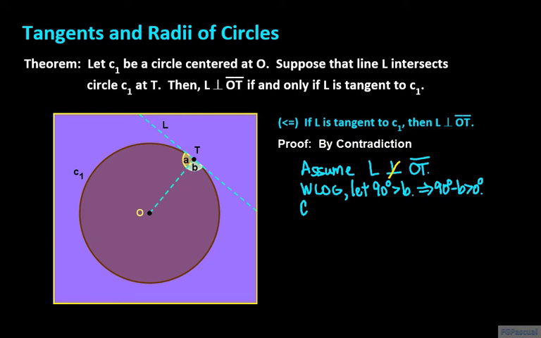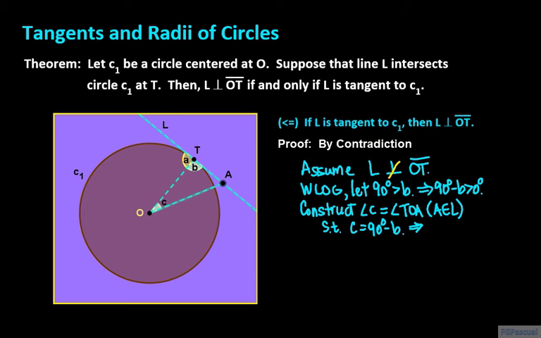We should be able to construct such an angle whose measure is 90 degrees minus B, and which we call angle C. We construct this angle with vertex O, with side OT, and on the same side of OT as angle B. Let the other side of angle C intersect L at the point A, and so angle C is the same as angle TOA. And keep in mind that we are constructing angle C so that its measure is the same as 90 degrees minus B. So B and C are complementary, so that B plus C is equal to 90 degrees.